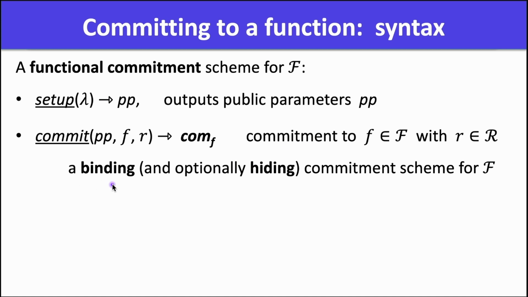So once the prover commits to the function, the prover can no longer change its mind about what the function is. And the commitment scheme should optionally also be hiding, which means that the commitment should reveal nothing about the committed function.